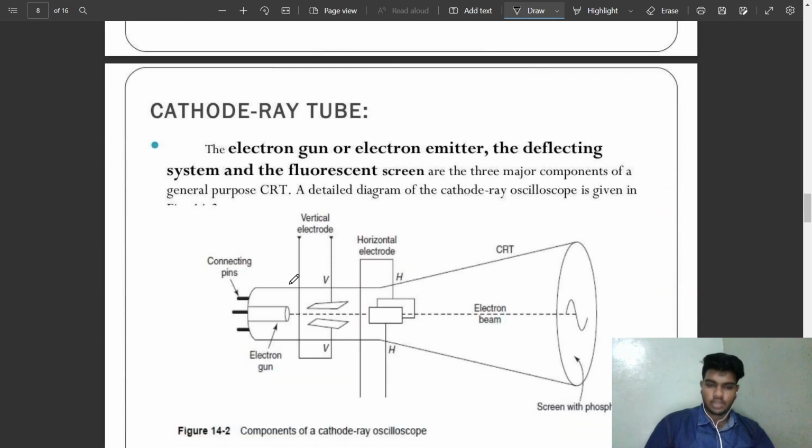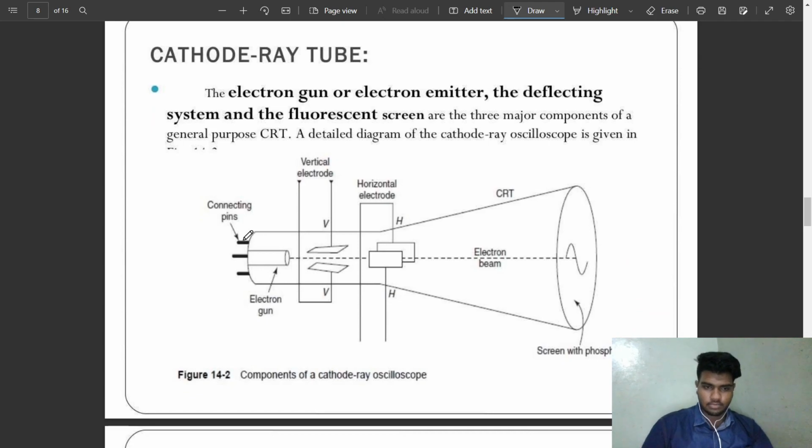So, the cathode ray tube. See this right here. There are connecting pins. Here we give high voltage. This is the electron gun. The electron gun will be somewhat like this. This will be the cathode, and here will be the heater. Remember, we are giving a high supply to this.